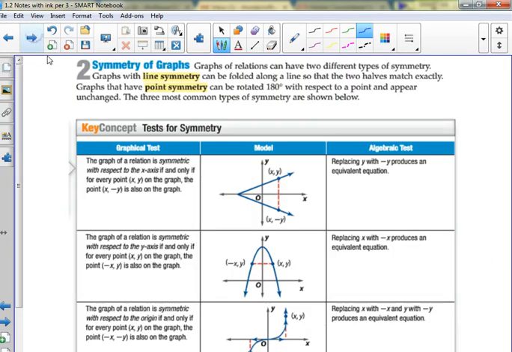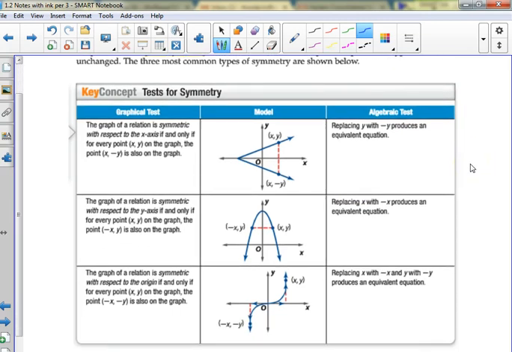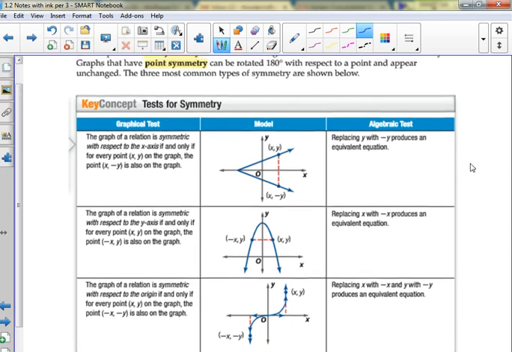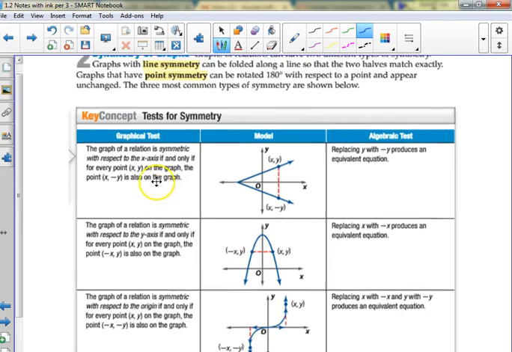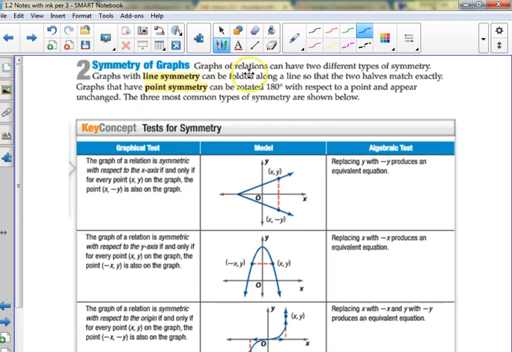Right, guys, so on worksheet 3, it starts to talk about symmetry. We are talking about tests for symmetry today and what different symmetries are called. So graphs of relations have two different types of symmetry.